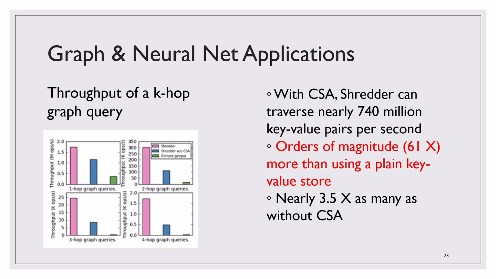So it says it's orders of magnitude more than a plain key value store, meaning a non-Shredder approach, and it's 3.5 times as good as without CSA or without the optimizations. So a very good performance for this graph algorithm. They also did a neural net application. The performance was not as good. Sometimes Shredder didn't do as well. Sometimes it did a little better. It really stands out with the graph algorithm.